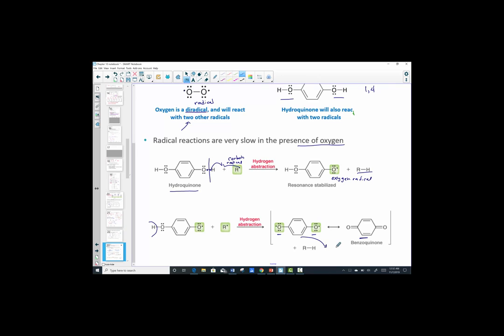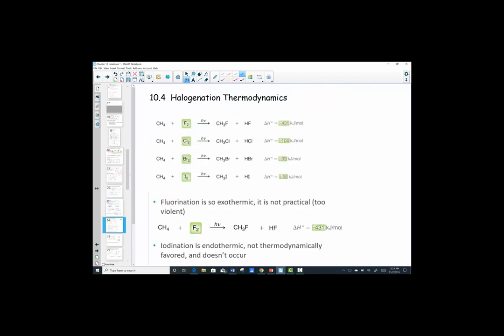So by having two oxygens, either in a hydroquinone or just molecular oxygen, we have an opportunity to have two sites of termination occur. But what we're saying is that's a good way to end a reaction, placing in an oxygen compound, because it will take out radicals very quickly.